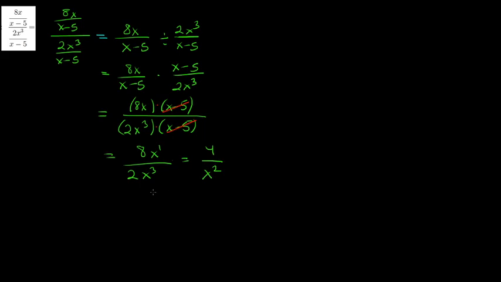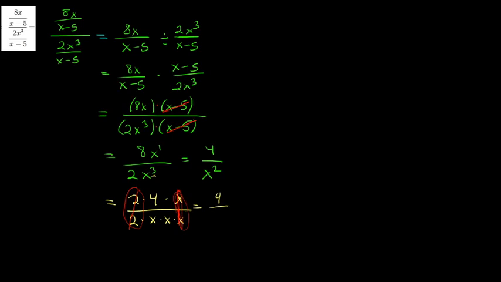Now, maybe I did that a little fast. So let's think about this another way, right? We know 8 is just 2 times 4, so 2 times 4 times x. And in the denominator, we have 2 times x times x times x, right? X cubed is x times x times x. So thinking of it that way, 2 divided by 2 is 1, so they cancel. And x divided by x is also 1, so they cancel.